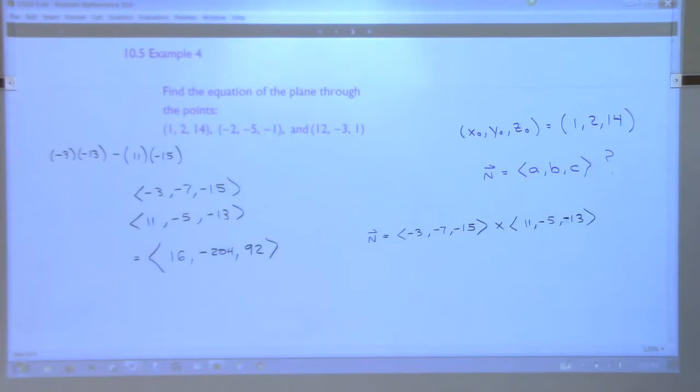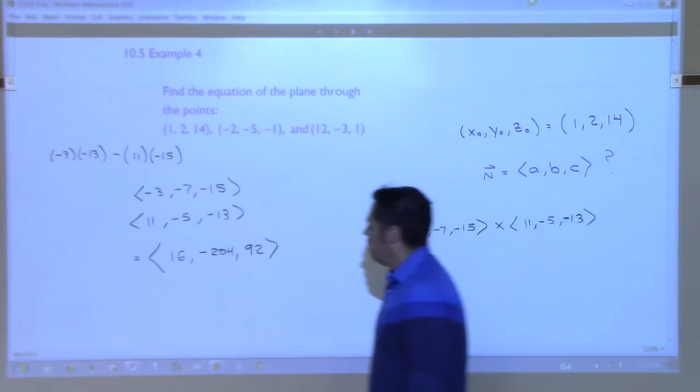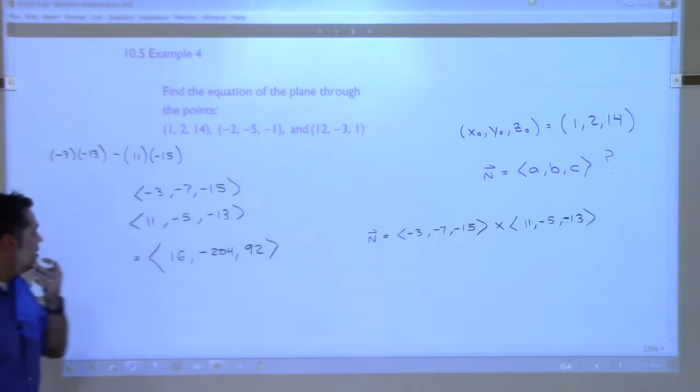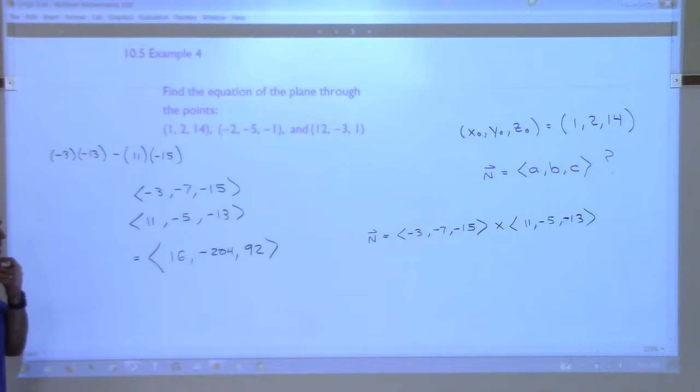Okay, there it is. That is the cross product. Now those are big numbers, aren't they? And I could use this as my n. But because the numbers are big, I'm going to see if I can make it a little bit smaller. I'm trying to shrink this vector. I can shrink it or stretch it. That won't change the direction.